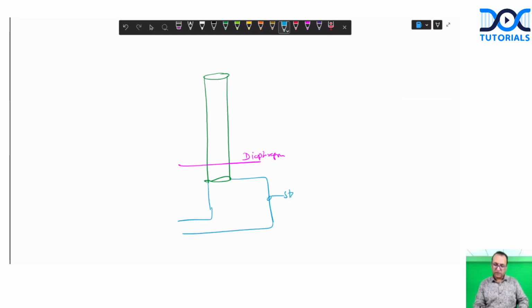This is the stomach. That part, maybe here you may have serosa. So serosa is there, but only in the lower part. In the upper part, it doesn't have serosa. It is called connective tissue adventitia. So when we are talking about the esophagus, this is the esophagus.